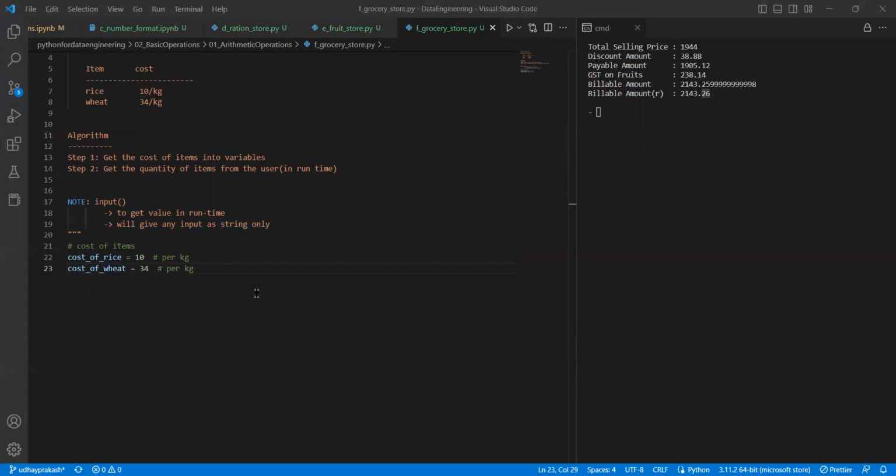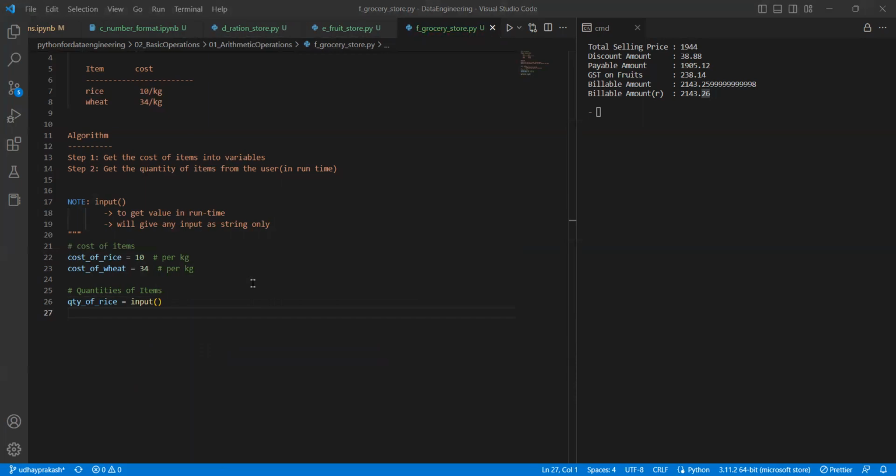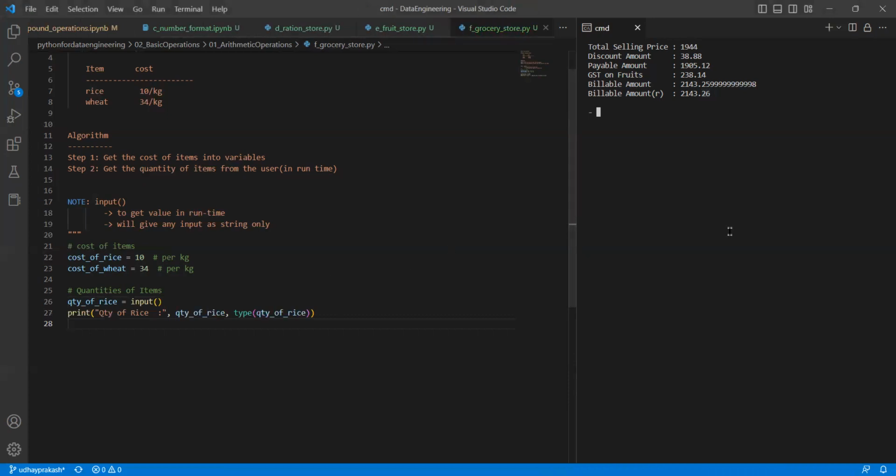Same as what we have done, say you want to get the quantity of items. Say I write quantity of rice I want. I can use the built-in function input to get it. Whatever the user gives, I just try to print it. I'm just trying to get this much. Clear screen and run Python. What is the current program? The grocery store.